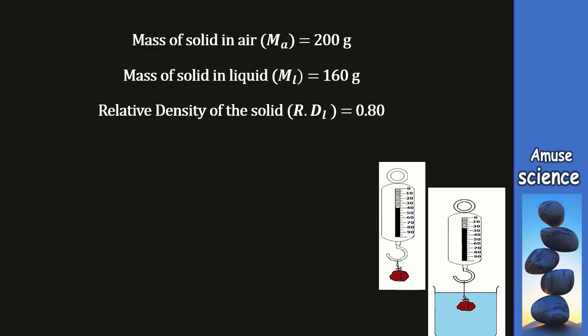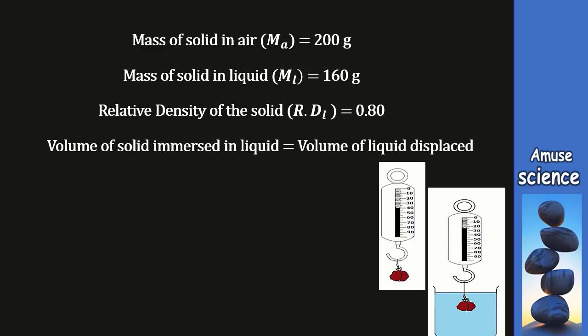So let us state first of all that the volume of solid immersed in the liquid is equal to the volume of the liquid displaced. So that when you find the volume of the liquid displaced, it will be the same as the volume of the solid immersed in the liquid. But the principle that we are going to use is that the upthrust on the solid is equal to the weight of the liquid displaced.